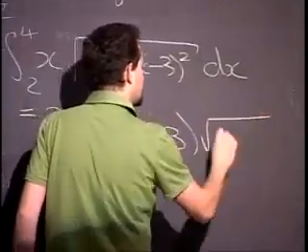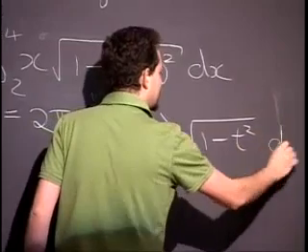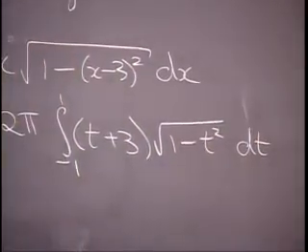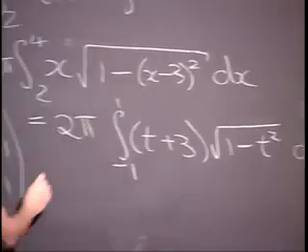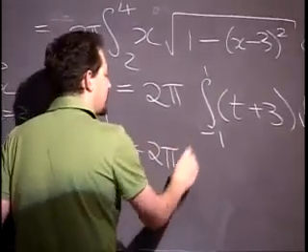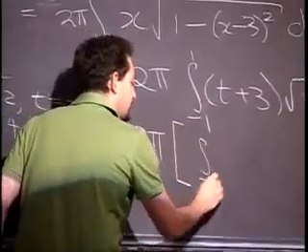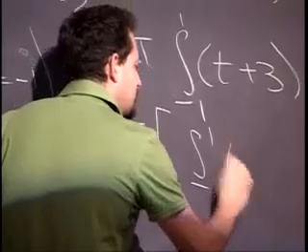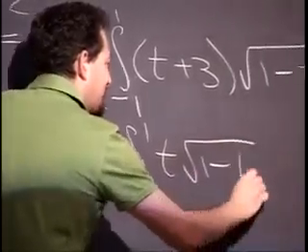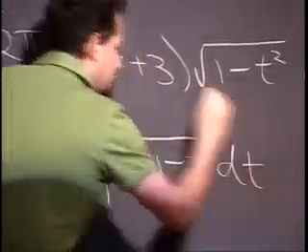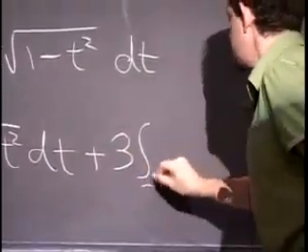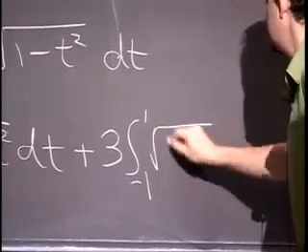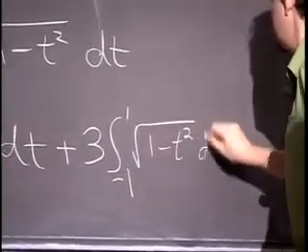And then this integral works out to 1 minus t squared, and dx is dt. And in order to do this integral, split it up into 2 pieces. The first piece is t times root 1 minus t squared dt. And the second piece is 3 times the integral of just root 1 minus t squared.